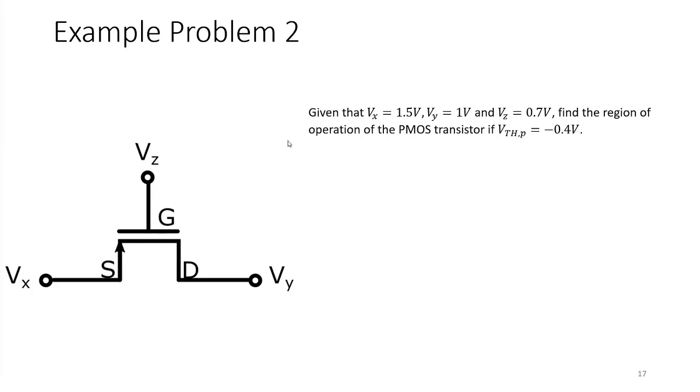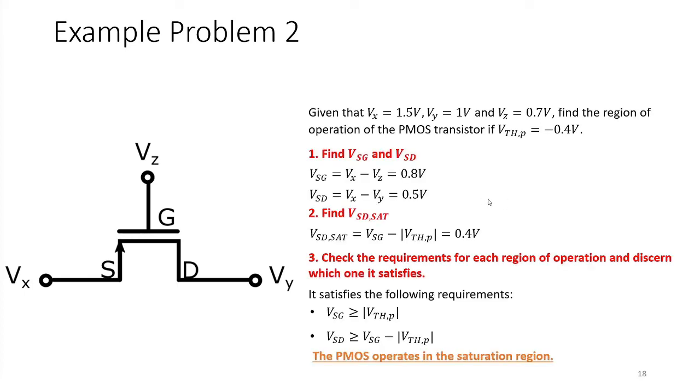Another example, this is a PMOS. Given that Vx is 1.5, Vz is 0.7, and Vy is 1 volt, find the region of operation of this PMOS transistor if the threshold voltage is negative 0.4. Again, we're just going to do what we did in the NMOS, but remember, in a PMOS, the pertinent voltages are VSG and VSD because everything is reversed. VSG is Vx minus Vz. Vx is 1.5, Vz is 0.7, therefore VSG is 0.8.